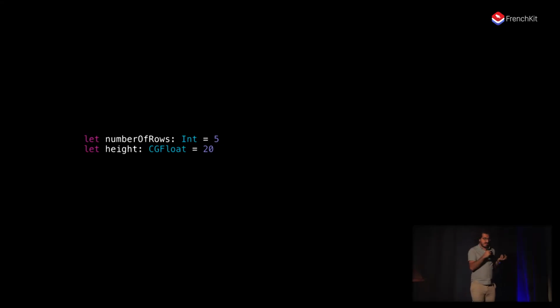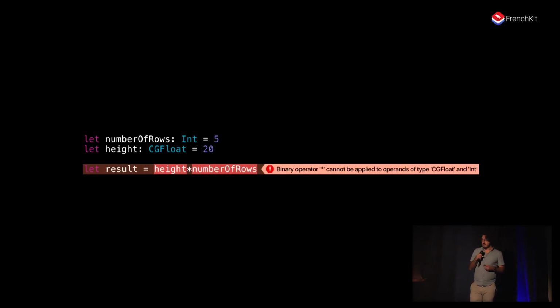And I think a really great example of that is this code. I think everybody's done this. You have some integer, and you have some CGFloat, and you want to multiply them together. So obviously, you use the multiplication operator, and immediately you get hit with a compile error. And it says, binary operator star cannot be applied to operands of type CGFloat and Int.